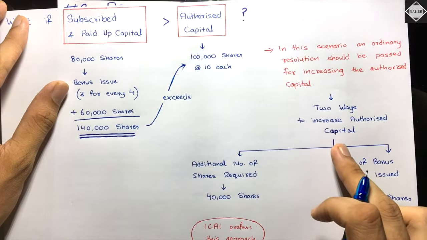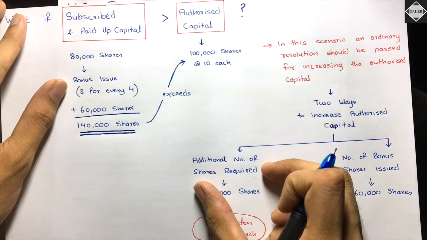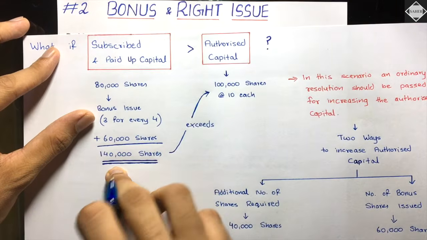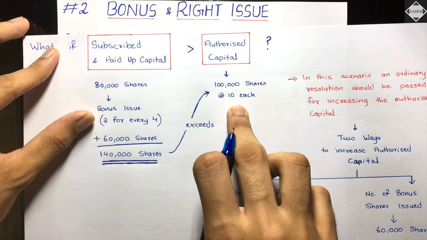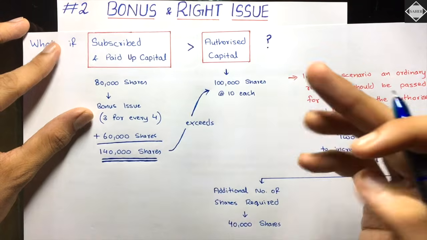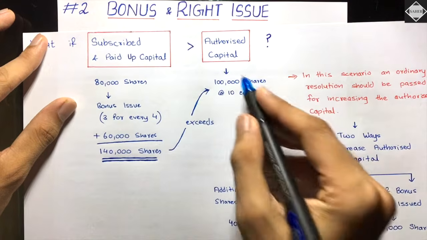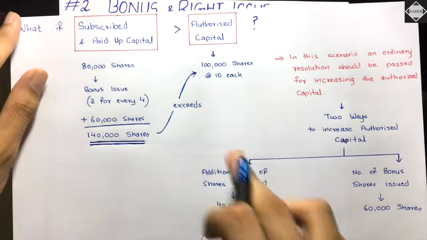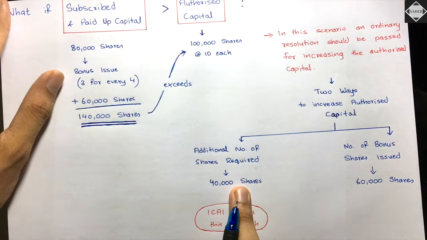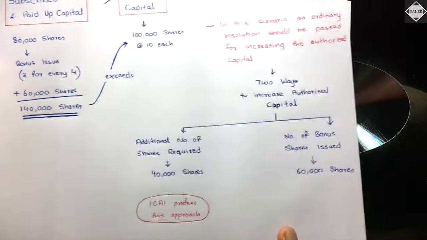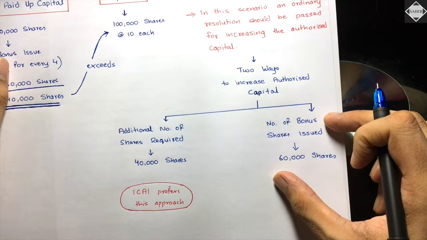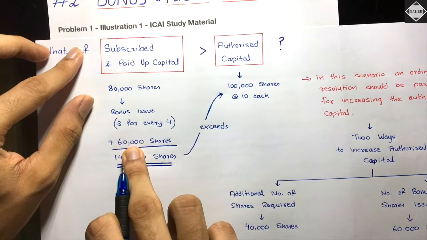Either you can increase the authorized capital by the additional number of shares you need. For example, let's just say issued and paid up capital is 1,40,000 shares and authorized capital is only 1 lakh shares, so it is exceeding. You have two options: either increase this 1 lakh shares limit of authorized capital to 1,40,000, the additional number of shares required, or you can increase the authorized capital limit by the bonus issue, 60,000 shares.